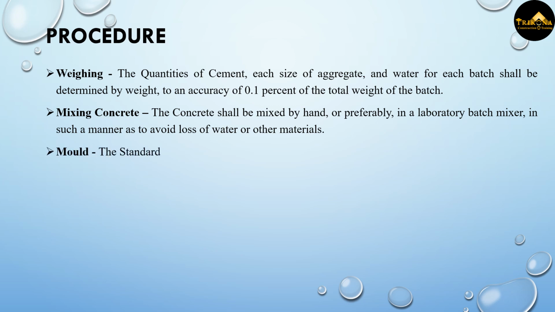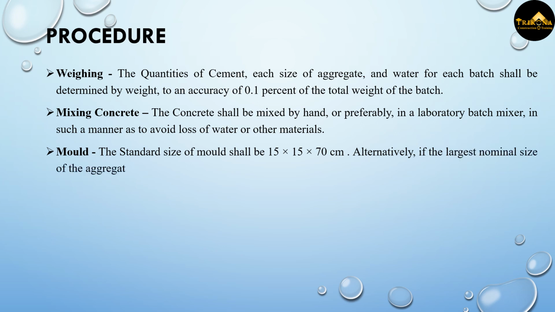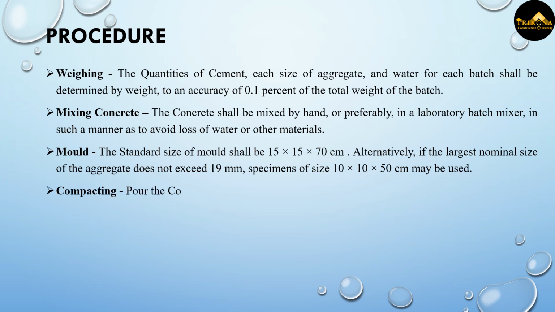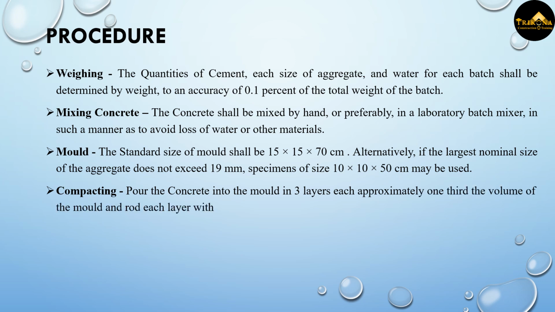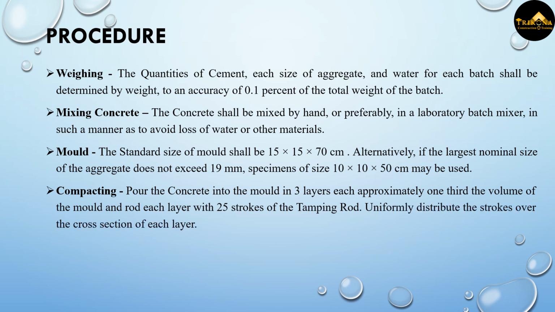Mold: the standard size of mold shall be 15 by 15 by 70 centimeters. Alternatively, if the largest nominal size of the aggregate does not exceed 19 mm, specimens of size 10 by 10 by 50 cm may be used. Compacting: pour the concrete into the mold in 3 layers, each approximately 1/3 the volume of the mold, and rod each layer with 25 strokes of the tamping rod. Uniformly distribute the strokes over the cross-section of each layer.